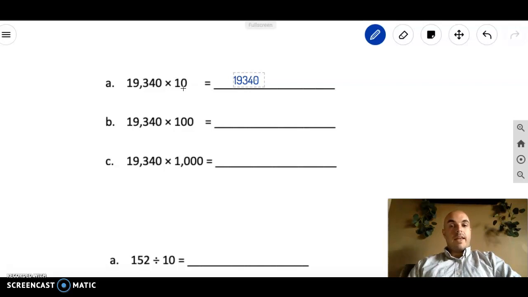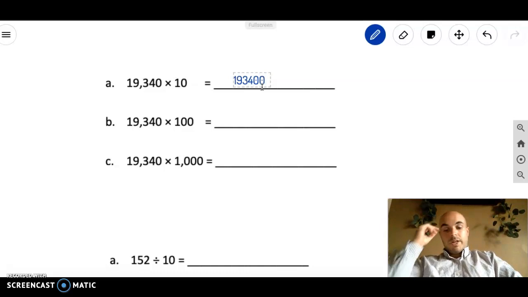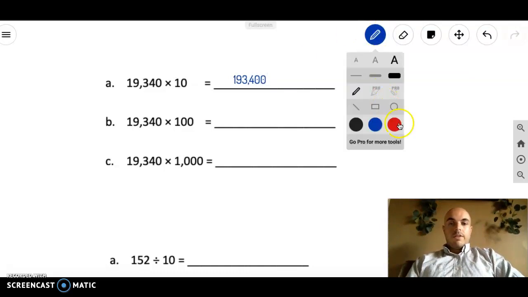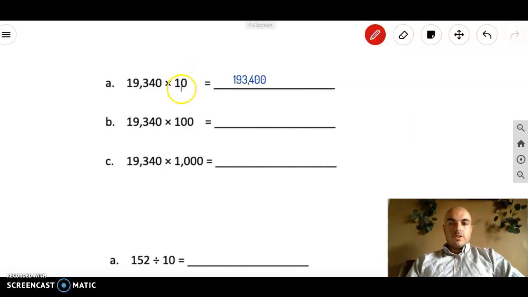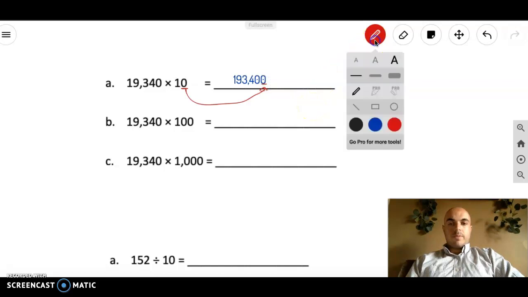In this sense, we're adding value to the ones place and moving everything down to the left. And to do that, we just simply put a 0 in there. You see a 0 here, put a 0 at the end. And now I can put my comma in. 1, 2, 3, comma. I'll even draw that arrow for you guys so you can see where that 0 went.